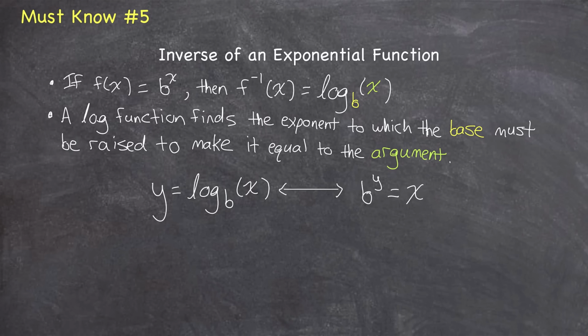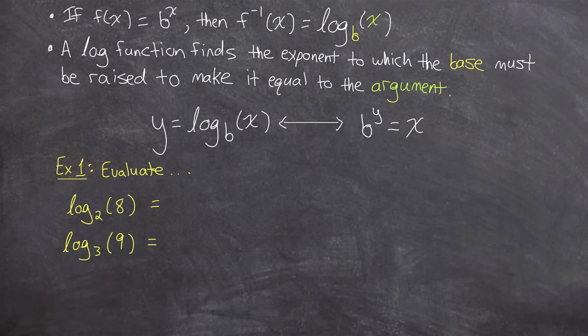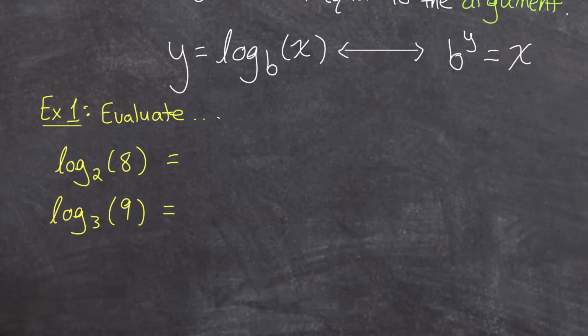Let's see if you understand logarithms by doing a couple quick examples. The first example just says to evaluate a couple logarithms. If I want to evaluate a logarithm, I just need to figure out what exponent goes on the base of the logarithm to make it equal to the argument. Well, I know 2 to the power of 3 is 8, so the answer to this logarithm is 3. And then for this one, I would be looking for what is the exponent that goes on 3 to make it equal to 9. Well, I know 3 squared is 9, so the answer to that logarithm is 2.